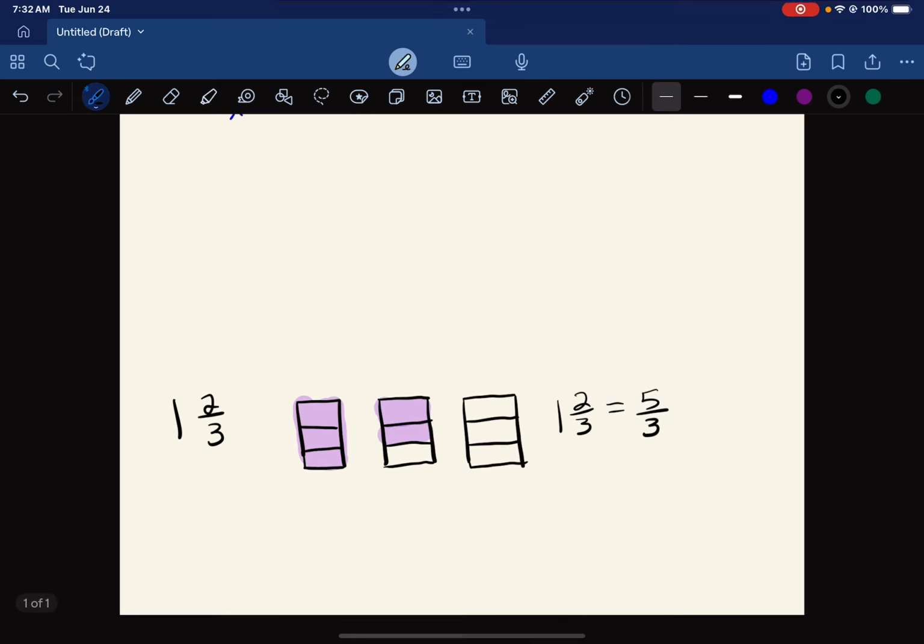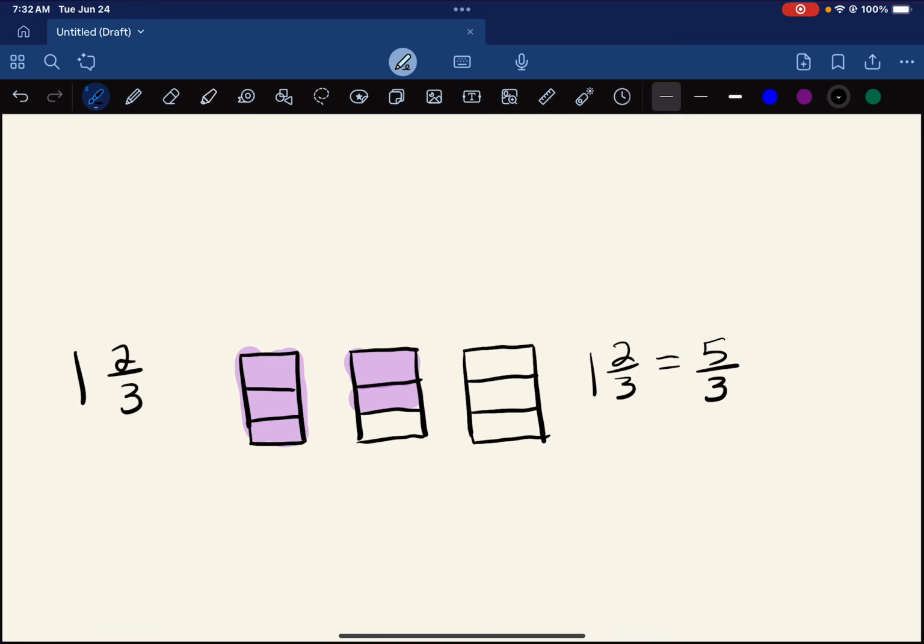All right, let's try it again. 1 and 2/3. Remember, we're going to multiply our denominator times our whole number, and then we are going to add our numerator to that value. So what does that give us? 1 times 3 is 3. 3 plus 2 more gives us 5. So 1 and 2/3 is equivalent to 5 thirds.